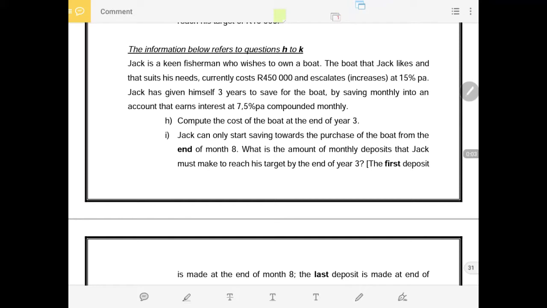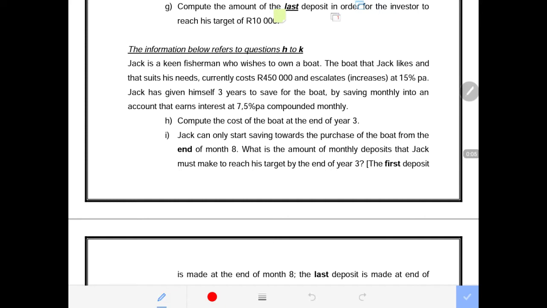Once again, we still continue with the topic of annuities, calculating the future value of an annuity. And this question information below refers to questions H to K, where we are told that Jack is a keen fisherman who wishes to own a boat. And the boat that Jack likes and that suits his needs currently costs 450,000 rands. It says currently, not at the end of the year, currently.